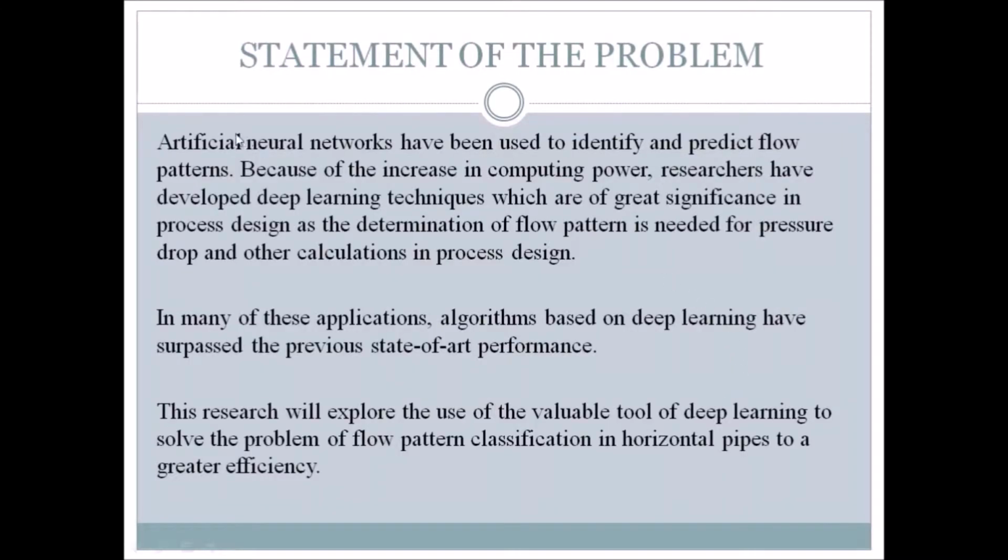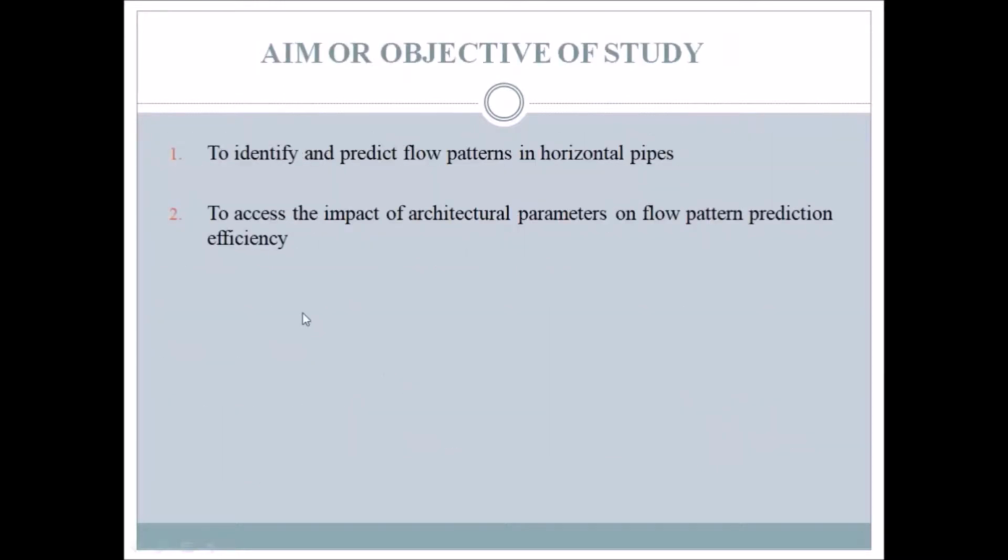Now, statement of the problem. Artificial neural networks have been used to identify and predict flow patterns. Because of the increase in computing power, researchers have developed deep learning techniques which are of great significance in process design, as the determination of flow pattern is needed for pressure drop and other calculations in process design. In many of these calculations, algorithms based on deep learning have surpassed the previous state-of-the-art performance. This research will explore the use of the valuable tool of deep learning to solve the problem of flow pattern classification in horizontal pipes to a greater efficiency.